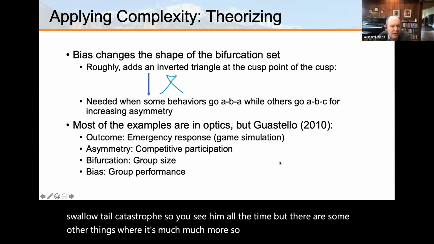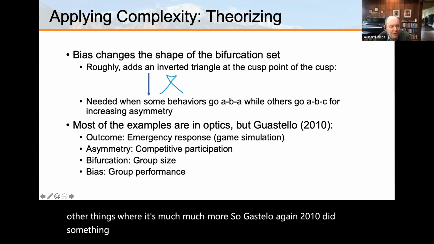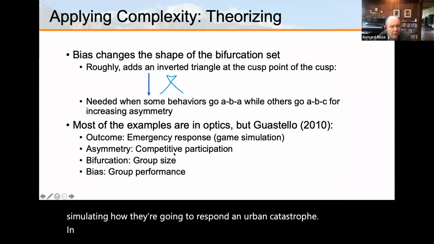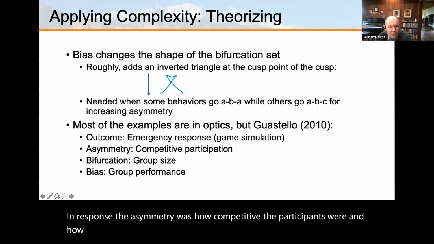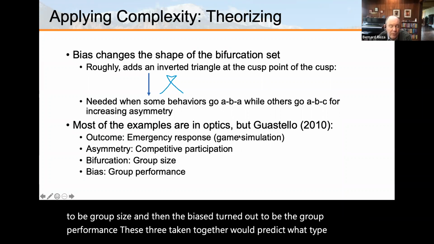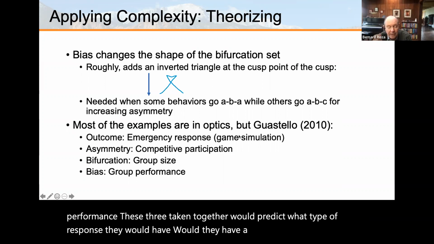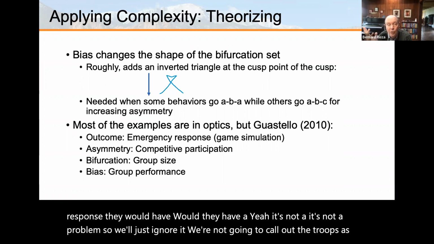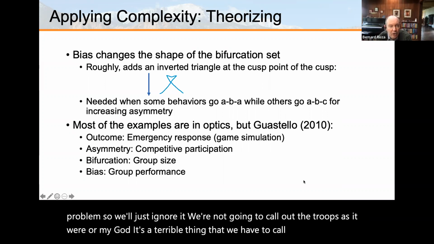Guastello, again, 2010, did something like this. He had people play a game simulation where they were simulating how they were going to respond to an urban catastrophe. The asymmetry was how competitive the participants were and how competitive the participation was. The bifurcation variable turned out to be group size. And then the bias turned out to be the group performance. These 3 taken together would predict what type of response they would have. Would they say, oh yeah, it's not a problem, so we'll just ignore it, we're not going to call out the troops, as it were? Or, oh my God, it's a terrible thing and we have to call out something, we've got to get it going.